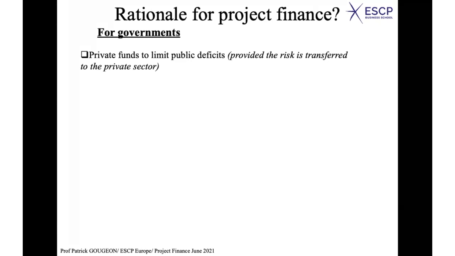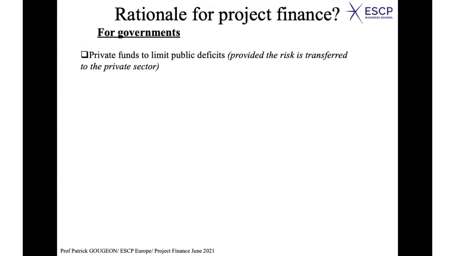Okay, here you can see that project finance and PPP in particular can be a solution, because you will use private funds to develop public infrastructures. Okay, and therefore this use of private funds will be a way to limit public deficits. There is a shortage of public money due to the large amount of funds needed for infrastructure development.